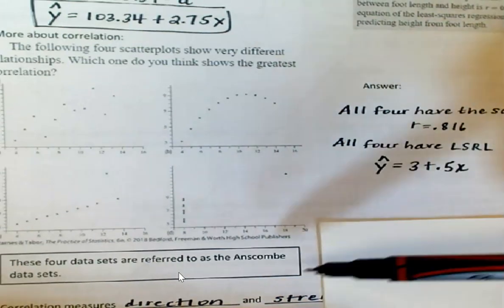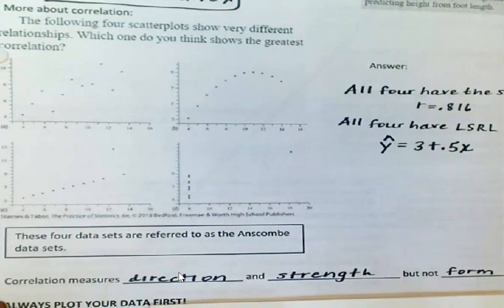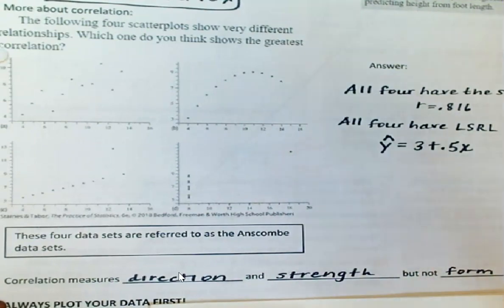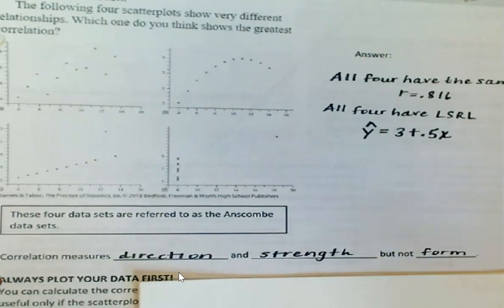These four data sets are referred to as the Anscombe data sets, okay? Correlation measures direction and strength, but not form. So you need to keep that in mind when you talk about r. It's not measuring form, it's just measuring direction and strength. So direction is, you know, that it's positive, and then your strength. This is an interesting concept that I think you need to realize.